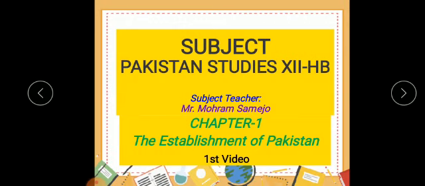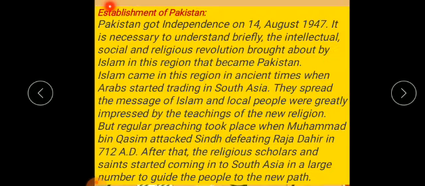As you all know that Pakistan came into being on 14th August 1947. It was the establishment of Pakistan, or the day of the establishment of Pakistan. So we will see the backgrounds, how Pakistan came into being, what was the need to have a state for Muslims here as Pakistan, how Muslims wanted to establish their own country in the region that is now Pakistan. So Pakistan got independence on 14th August 1947, as you all know.